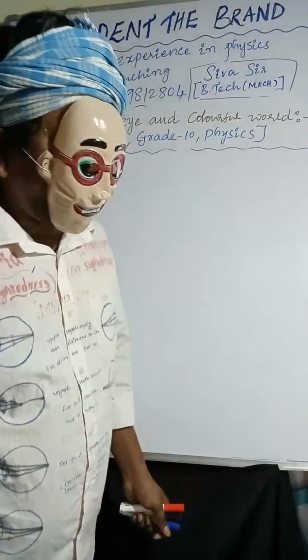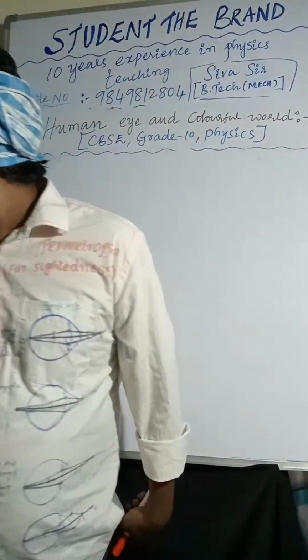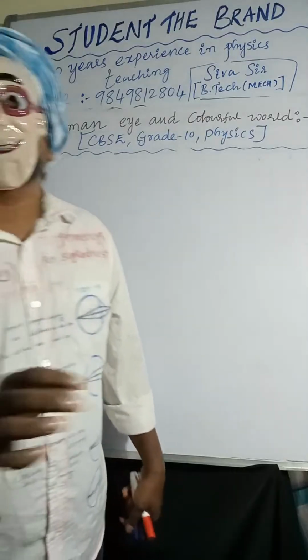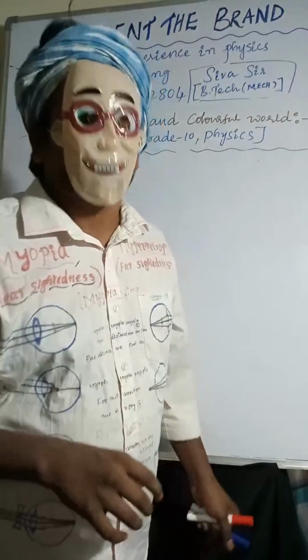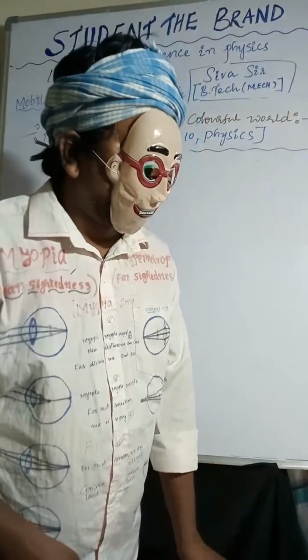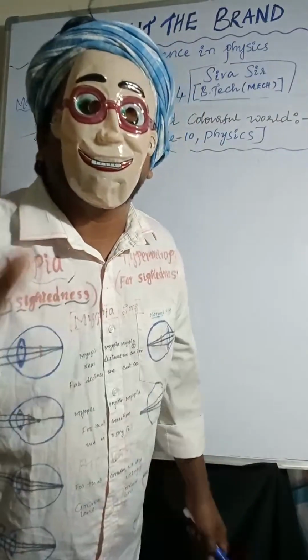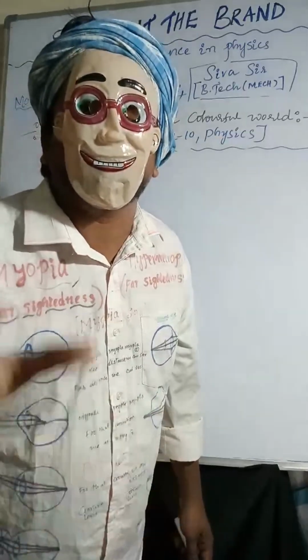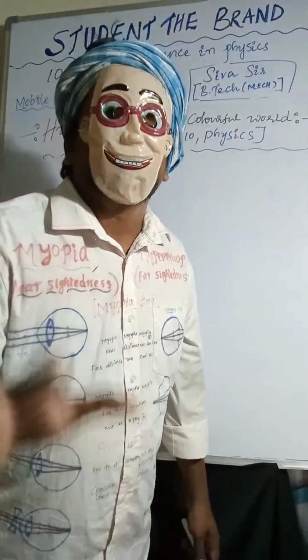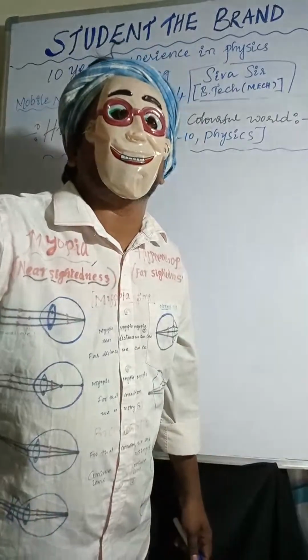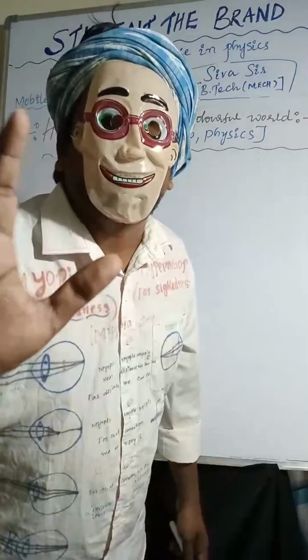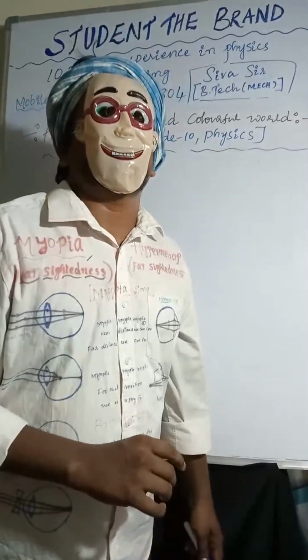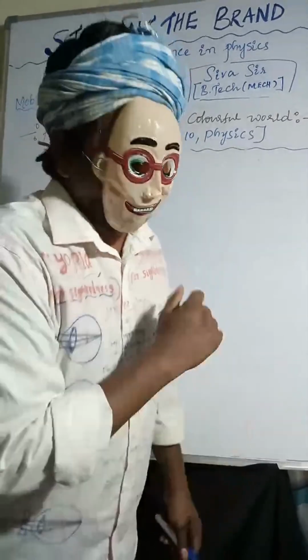So I'll tell the small concept, a very important logic. As I said, we can see near distance, we can't see the far distance object. For the correction of myopia, we are using concave lens. So now you can see here.